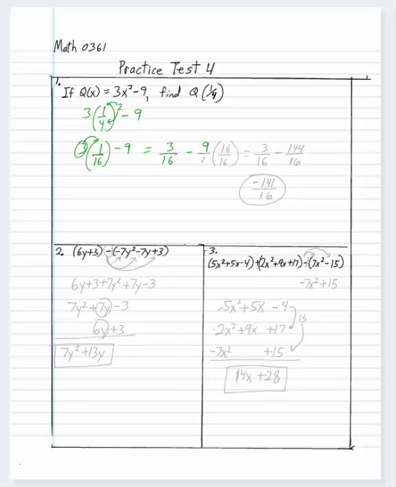Now this 9 can be rewritten as a fraction as 9 over 1. I would like to subtract, but I can't just yet because they don't have the same denominator. So let me multiply 9 over 1 by 16 over 16. 9 times 16 is 144. And 1 times 16 is 16. Now we have the same denominator, so we're permitted to subtract. And 3 minus 144 is negative 141 over 16.